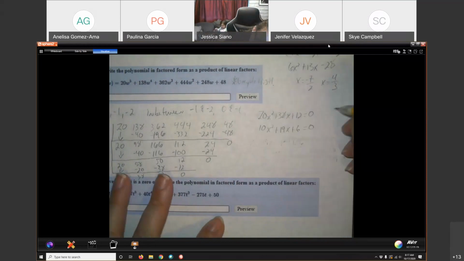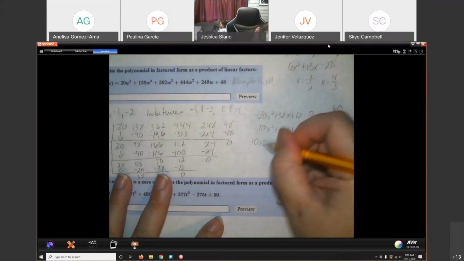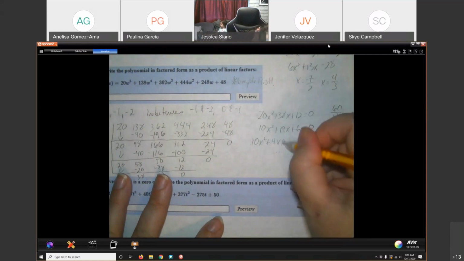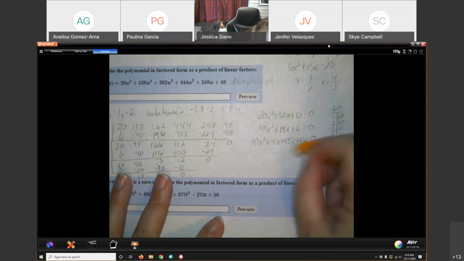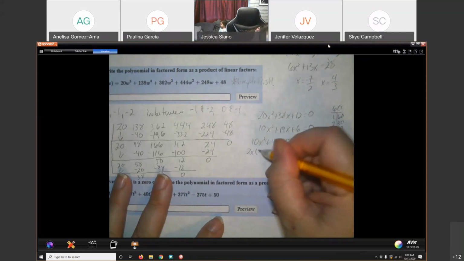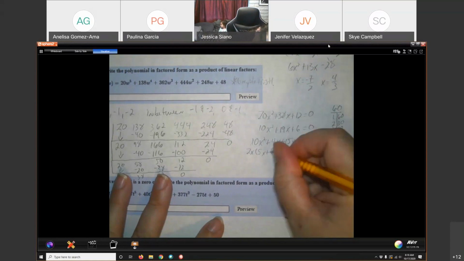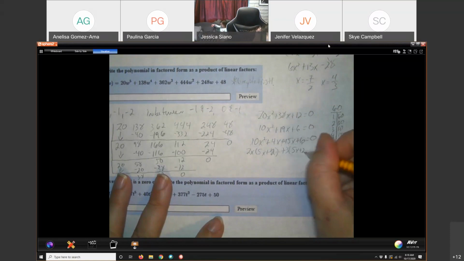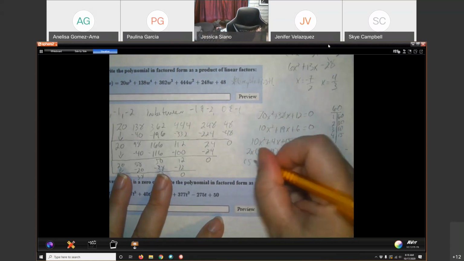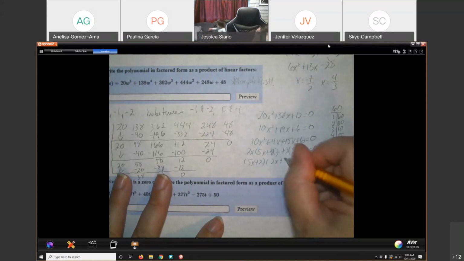So 6 times 10 is 60. Two numbers that multiply to 60 and add to 19: 2 and 30, 3 and 10, 4 and 15. So it does factor when you do it right. So these have a 2x in common, plus 2. These have a 3 in common. 5x plus 2, 2x plus 3.